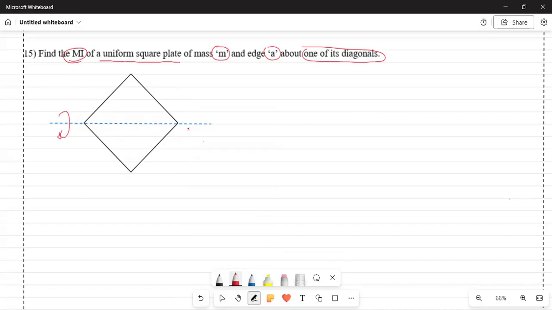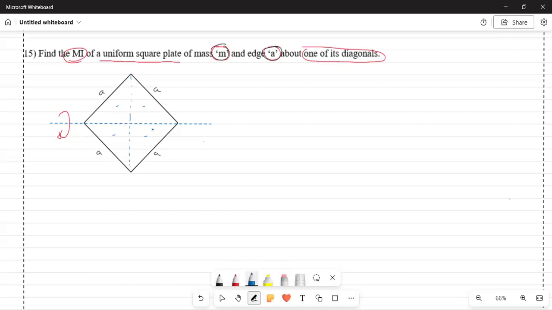Once again, as I promised you, this problem is not a difficult problem at all. First, let us see what is given. Mass is given, m, and also the edge is given, a. So all of these edges are a, a, a, a. If I divide this by another diagonal, then you see I have 4 identical triangles, and all are right-angled and also isosceles triangles. So the problem becomes very easy.